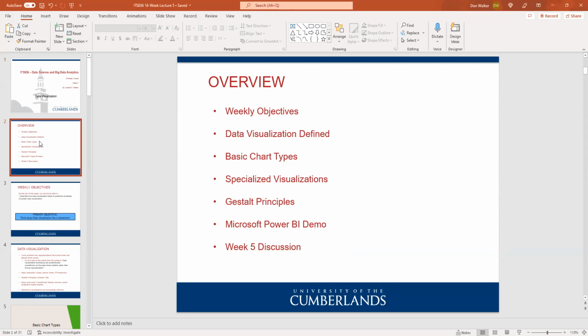We've got to go into Gestalt principles, which is the underlying psychology of perception that feeds a lot of best practices when it comes to data visualization.